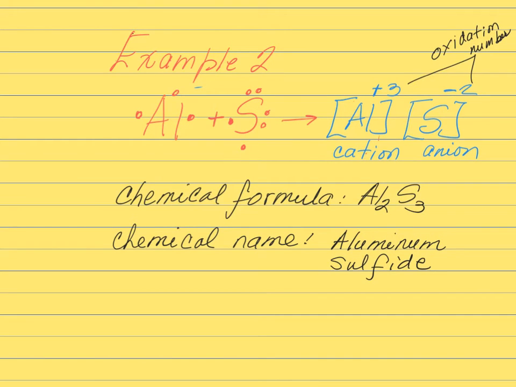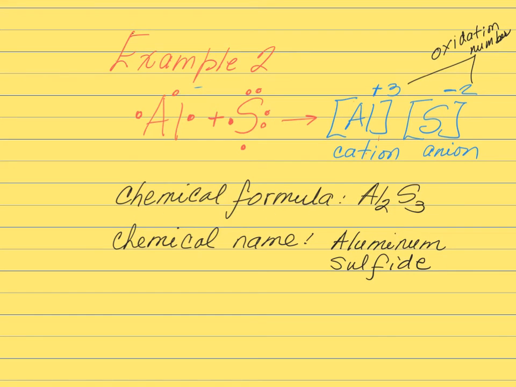For sulfur, 1, 2, 3, 4, 5, 6. It needs 2 more to reach 8. Since sulfur is the non-metal, the non-metal is always the negative ion. Sulfur needs 2 more to reach chemical stability, and that 2 is coming from there. Positive 3 for aluminum, negative 2 for sulfur. Those are the oxidation numbers for the metal and the non-metal.